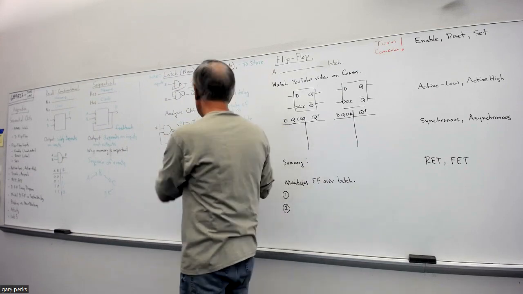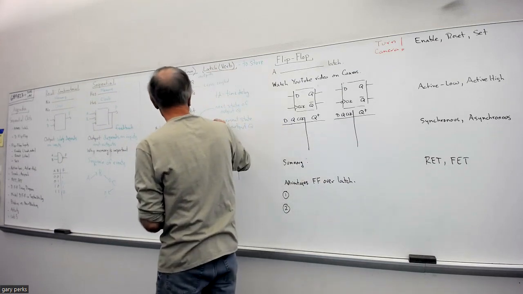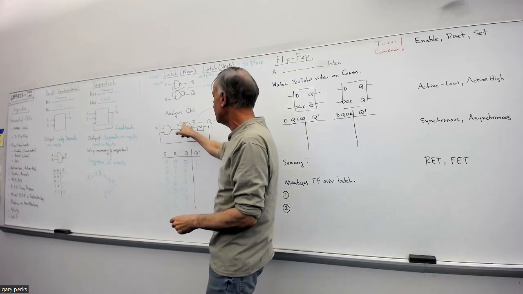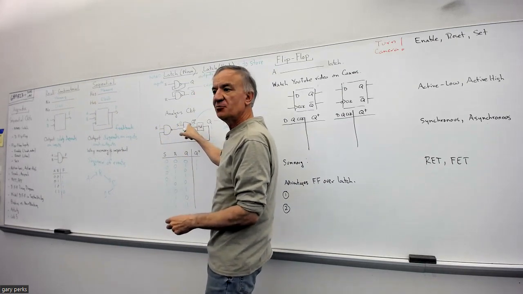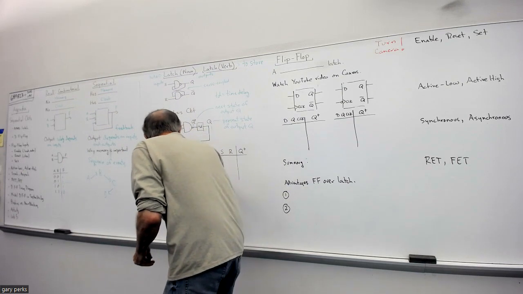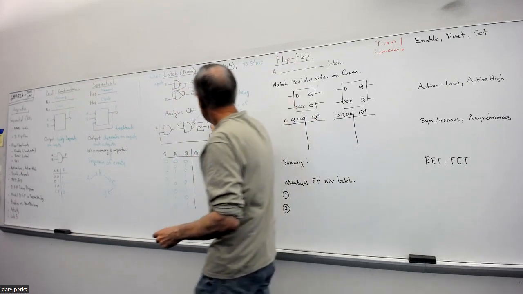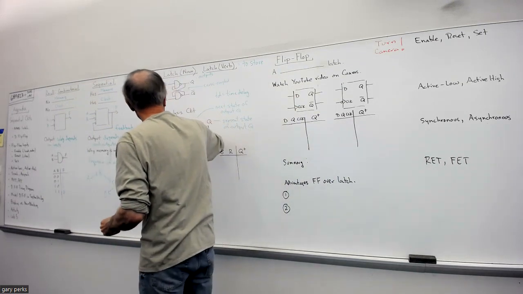Okay, and then the next row, well, this becomes a 1. R is still a 1, but again, S is still a 0, so as long as that's a 0, the next state of Q, Q plus, is going to be a 1. So this will also be a 1.